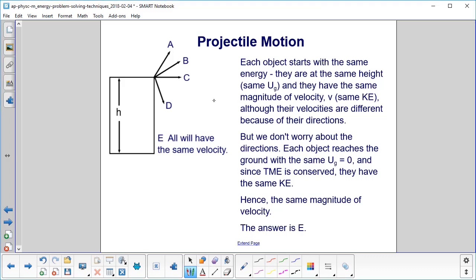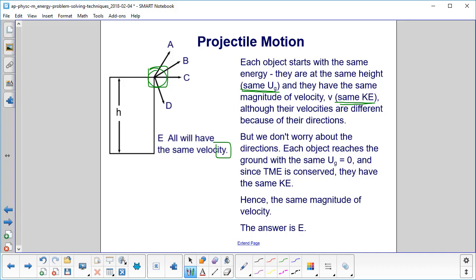They are at the same height, right over here, so they all have the same gravitational potential energy. And since they all have the same magnitude of velocity, they have the same kinetic energy. But we don't worry about the directions here, which way they're shot, right? Because when you use conservation of energy, we just worry about the initial position and the final position. And they're all going to land at the bottom.